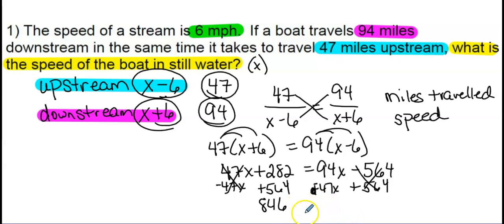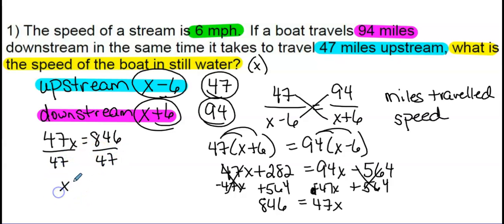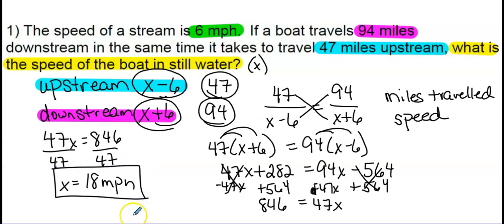Okay. Let's rewrite this over here. 47X equals 846. Okay, divide by 47. I think X equals 18 miles per hour. So the speed of the boat in still water is 18 miles an hour. If it had asked you what is the speed of the boat going upstream, that would be 18 minus 6. And then the speed of the boat going downstream would be 18 plus 6.